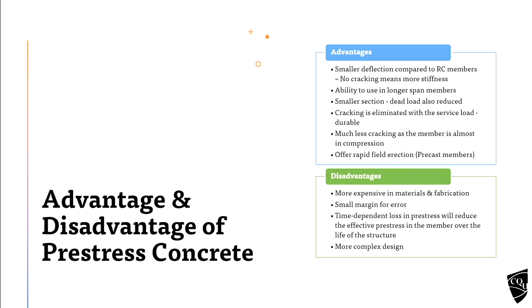There is also some problem with the time dependent losses, because we construct today, and the beam will stay for another 30 or 40 or 50 or 100 years. As we go, there will be some losses. We will discuss that later: what the losses are and why those losses are occurring. But after 30 or 40 years, there will be some losses, so that needs to be overcome. So that is one problem.